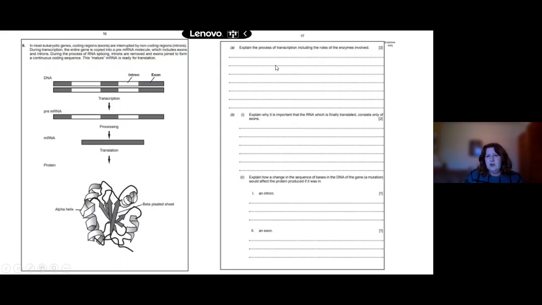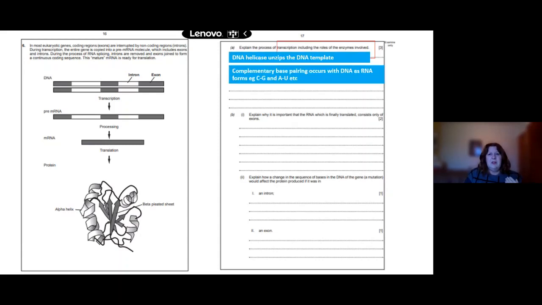Explain the process of transcription, including the roles of the enzymes involved. So we're talking transcription, and we're talking about enzymes. I'm hoping now, if I just pause, you can think of the two enzymes that I've told you about already. Think about those as I reveal the answer: DNA helicase. So we know the helicase is unzipping the DNA template. And of course, then we've got complementary base pairing occurring, because it says explain transcription using the enzymes.